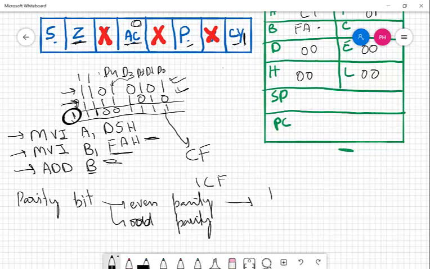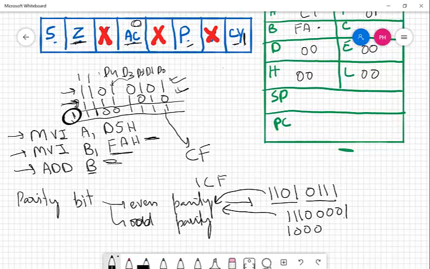For example, the number of ones in this 8-bit number is 1 2 3 4 5 6, that means it has even parity. Similarly, in this number 1110 0001, the number of ones is 1 2 3 4, so again this number has even parity. Again, let me take an example of an odd parity number. The number of ones is 5, so the parity is odd here.